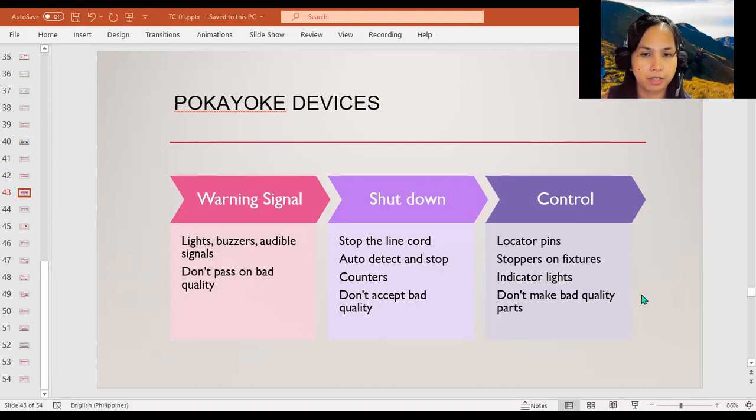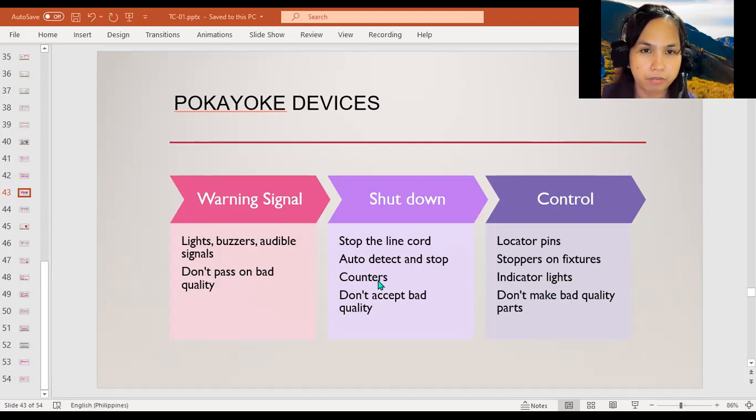First, we have the warning signal Poka Yoke. This may be things such as lights, as shown here, or even buzzers or other audible signals. So the goal of these devices is simple. Don't pass on bad quality.